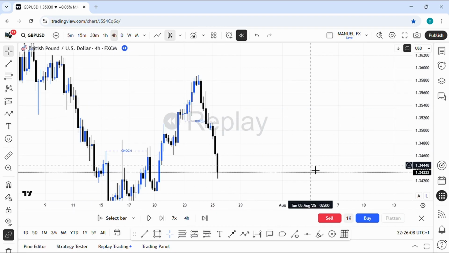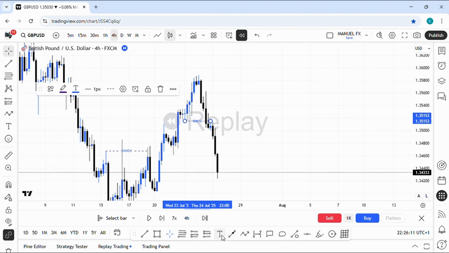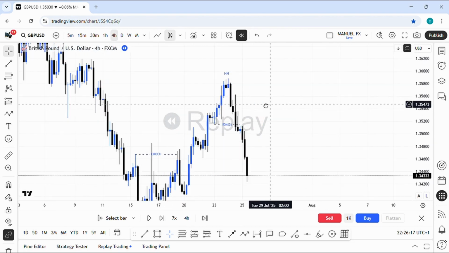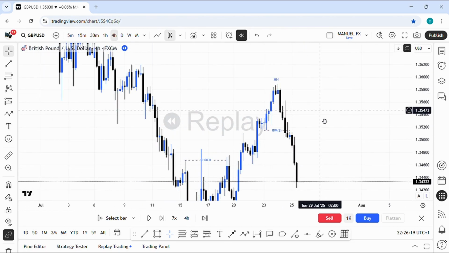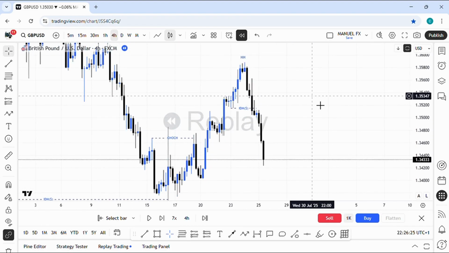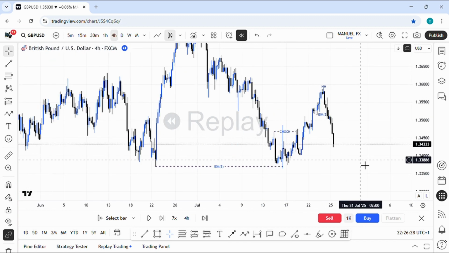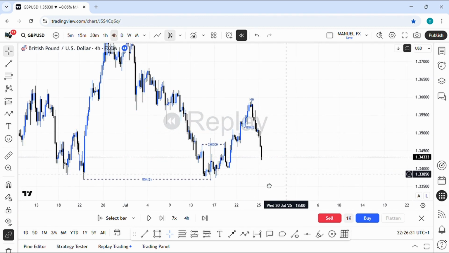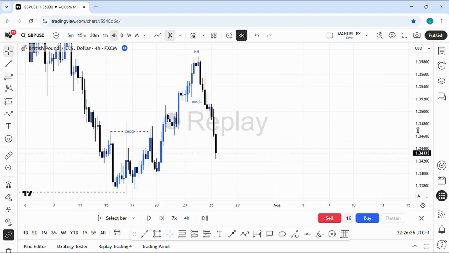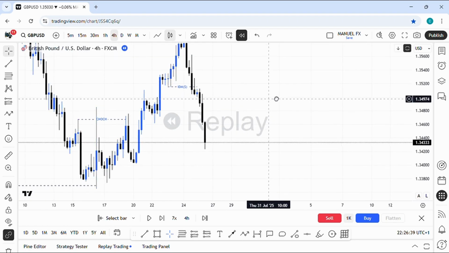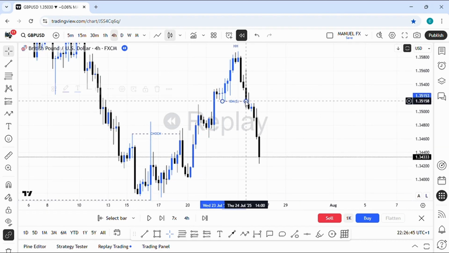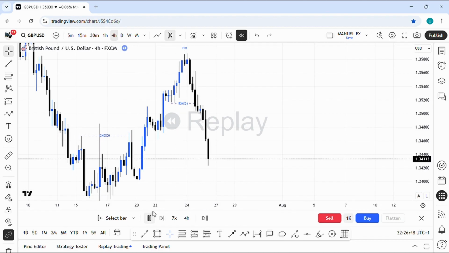Exactly, price has taken out the inducement. We confirm our higher high on the 4-hour time frame, for price to turn bullish. So since price has taken out the inducement, we are waiting for a valid break of structure. Let us wait for a valid break of structure.